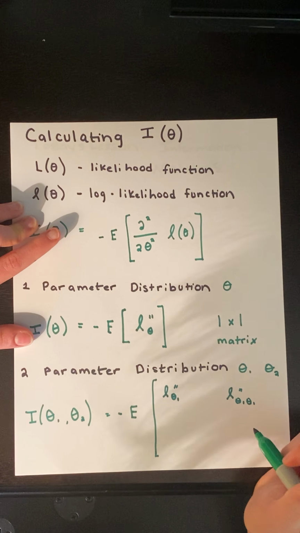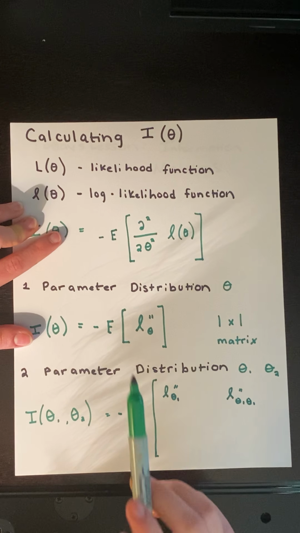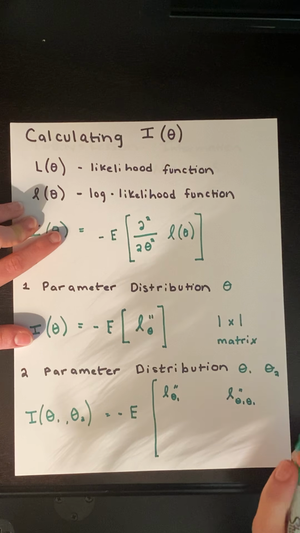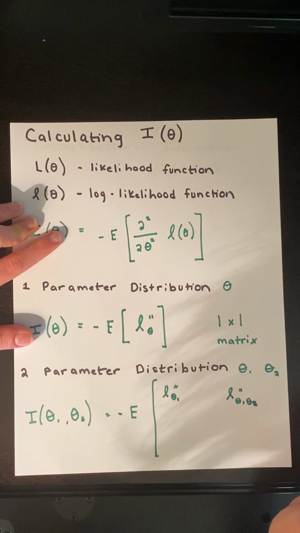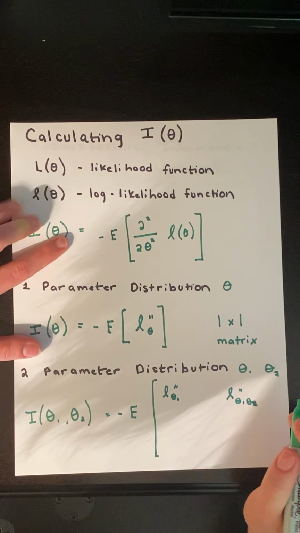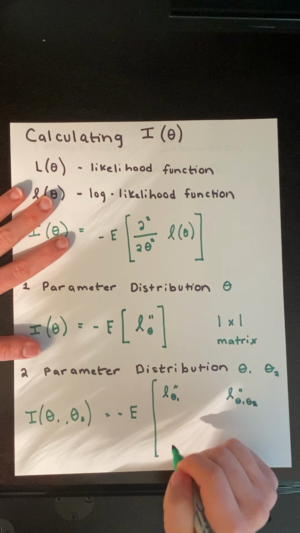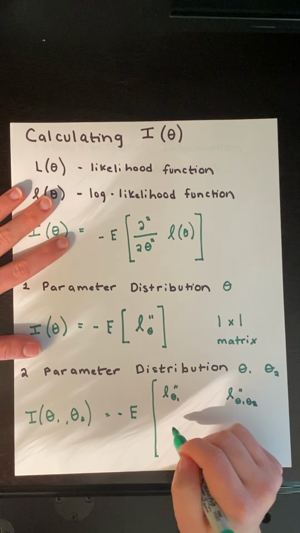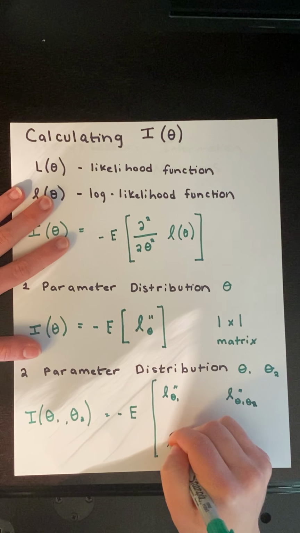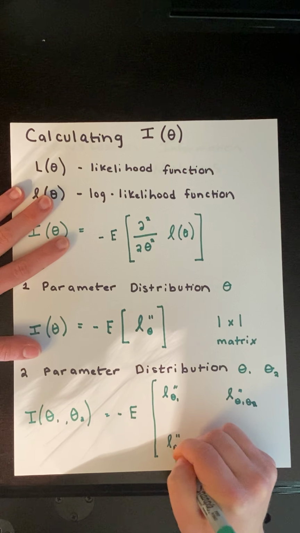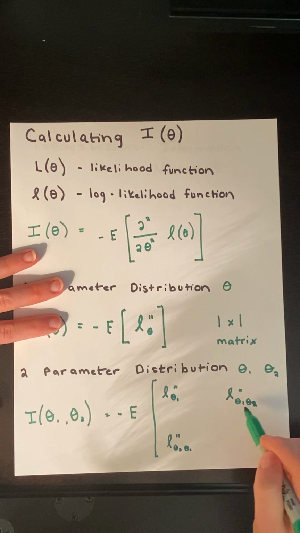The way you calculate that is first you take the derivative of the log likelihood function with respect to theta 1, and then you take the second derivative of the log likelihood function with respect to theta 2. The nice thing about that is once you calculate that, the third cell in the matrix will be the same as the second cell. So it would be l double prime theta 2 theta 1. So these two entries are the same.